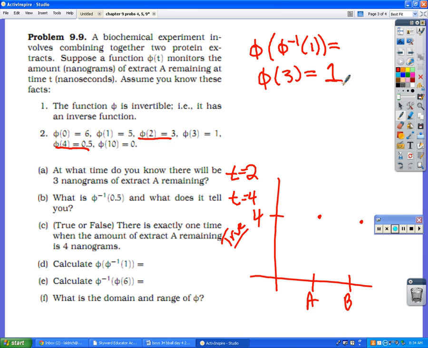Kenny knew it doesn't matter right off the bat, because if you do the inverse and then the function, since they're inverses of each other, they cancel out, and you're just left with this guy right here. So what is the phi inverse of phi of 6? 6, because the inverse of the function will cancel, and you'll just end up with 6.